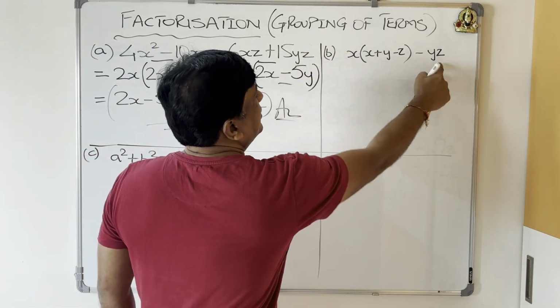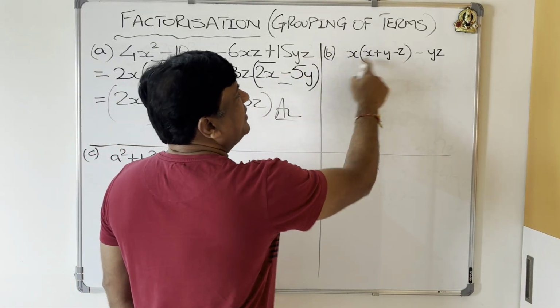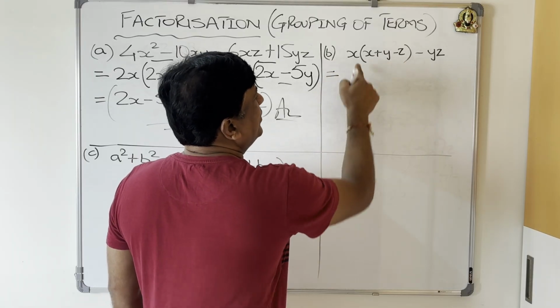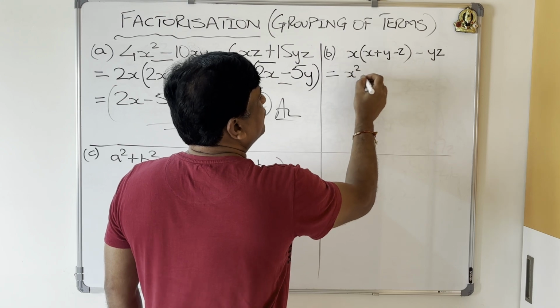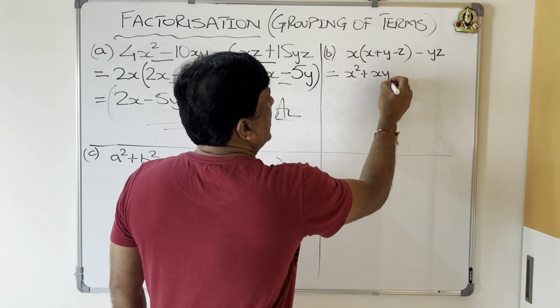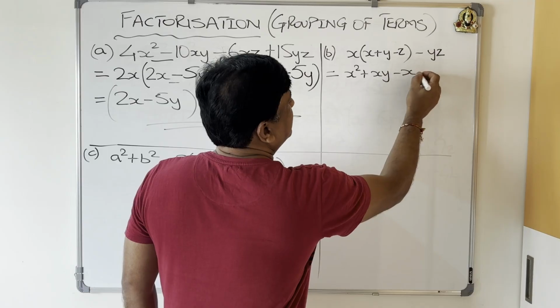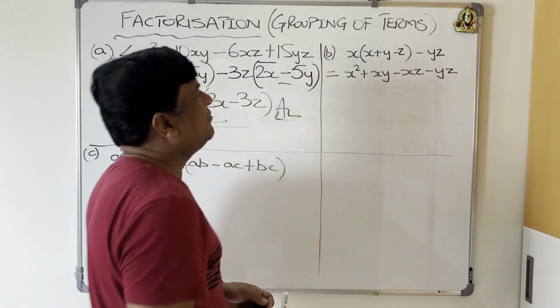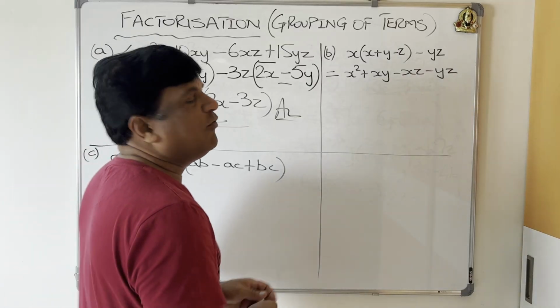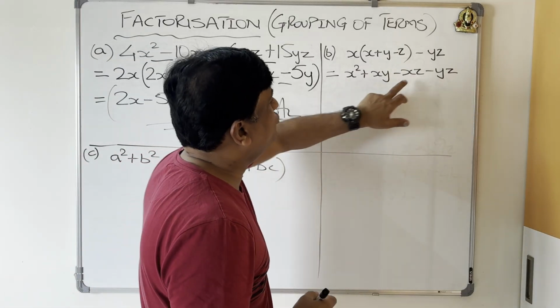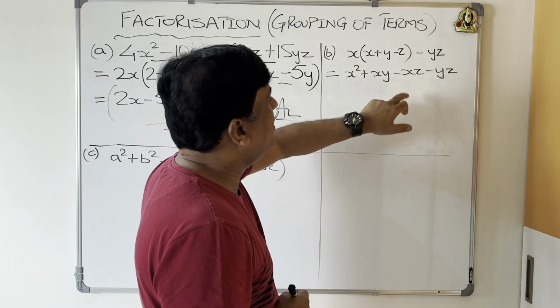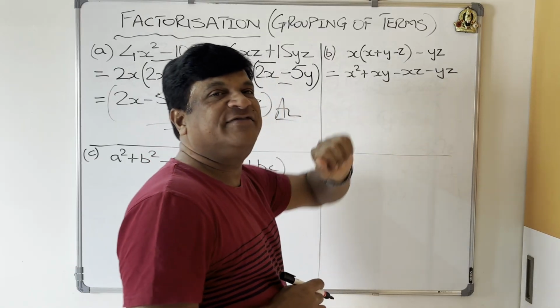What do you have over here? I cannot group them because it's a product. So first and foremost, what I need to do is open this. So this becomes x square plus xy minus xz minus yz. Now look at it. What can I do? What can I group over here? Can I group these two and these two? Because in these two I have an x common and in these two I have a z common.